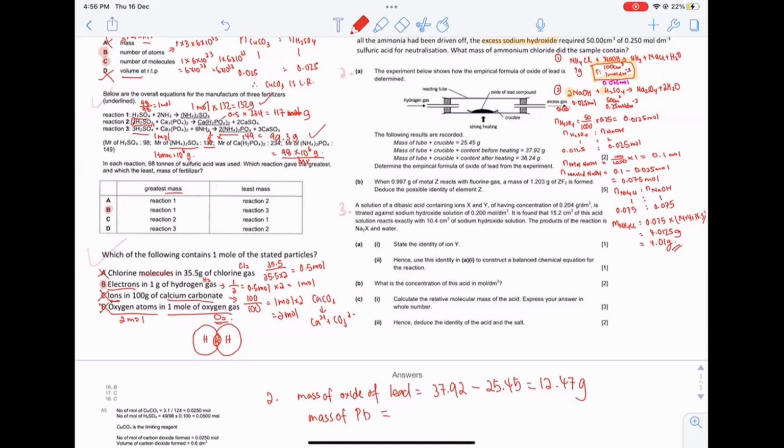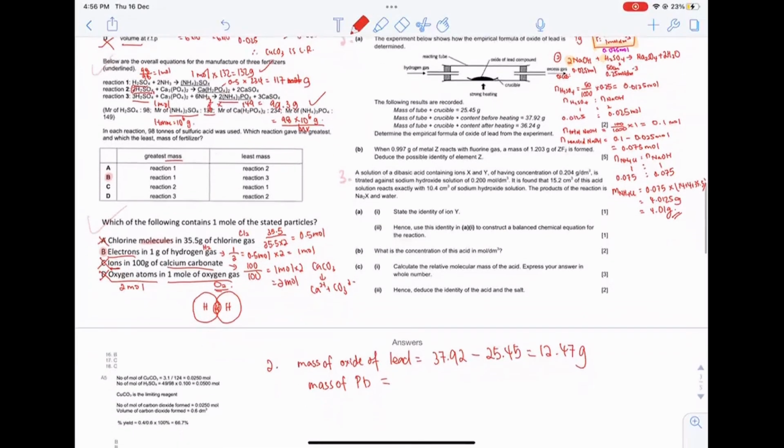Okay, so you will have lead. So the hydrogen will reduce the oxide of lead to lead. So what is remaining after the heating inside this setup will be lead. The oxygen you cannot capture, it's gone. So mass of lead will be, after heating, 36.24 grams minus away the mass of the tube plus crucible, 25.45. This will give you the mass of the lead remaining after the heating.